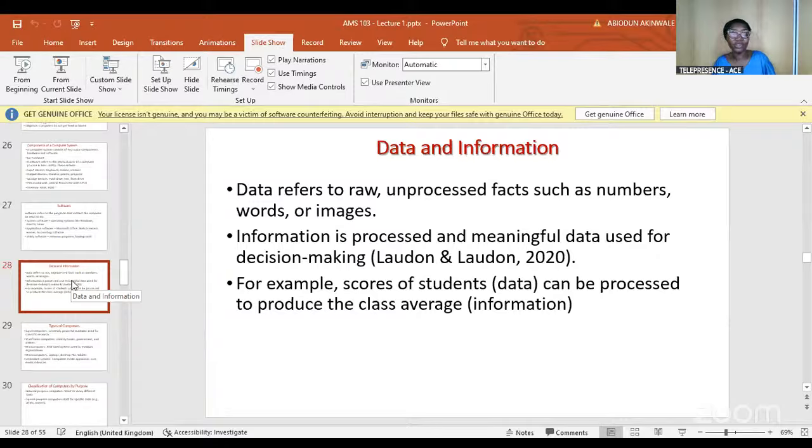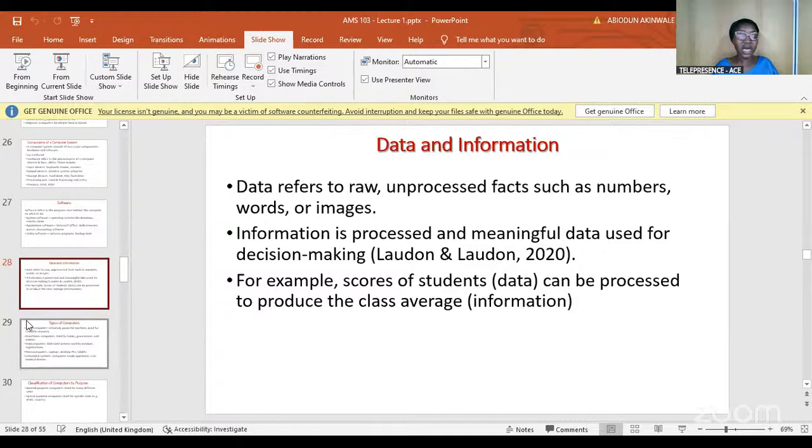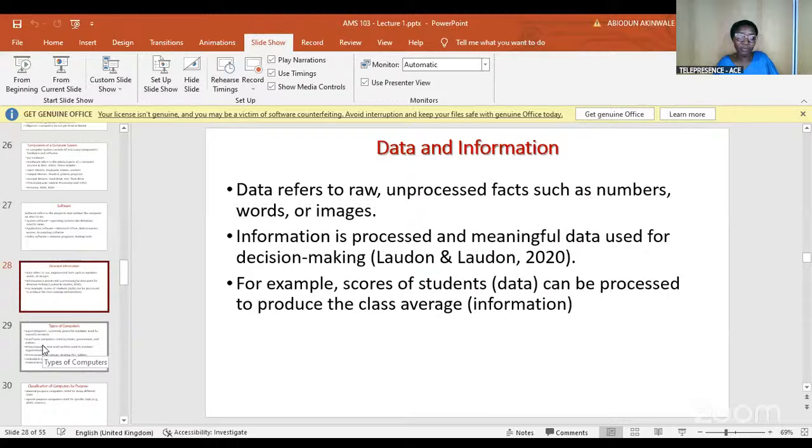Then data and information. I've tried to differentiate between data and information, and I'm sure you know what this means. So what is data? Data can be said to be the input, and then the information is the output. When you feed data into the system, that serves as the raw material that the computer works on. They are unprocessed facts such as numbers, words, images, and you want to put everything together to come up with a very beautiful or very useful output. And then information is processed, meaningful data available for decision making.